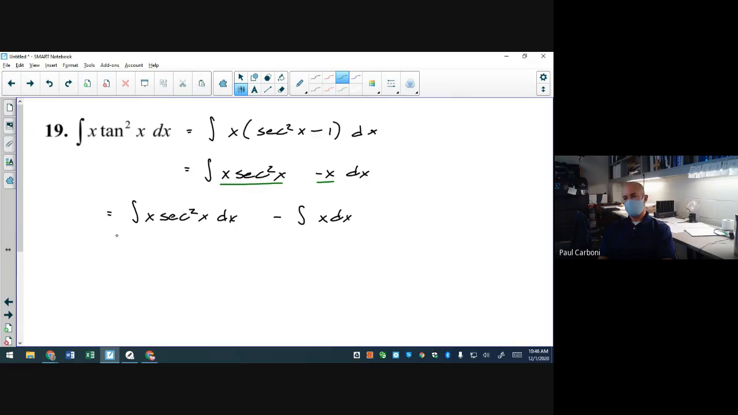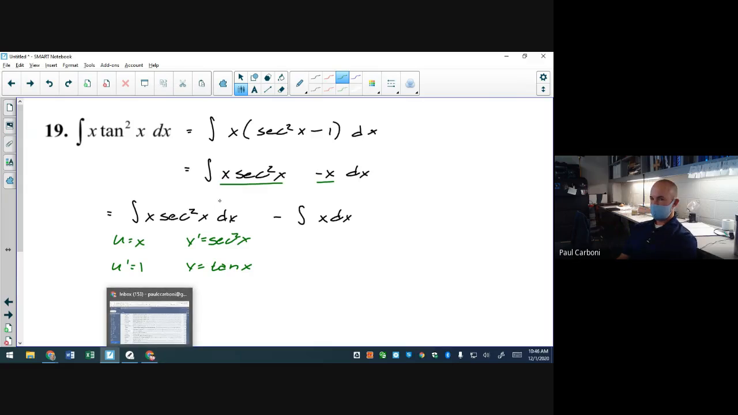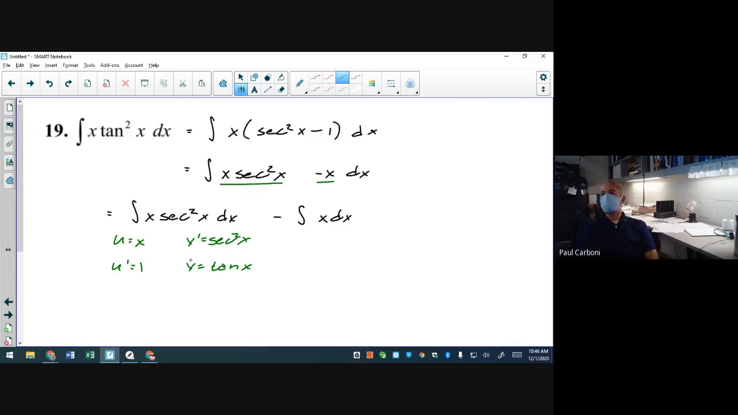All right, so now I'm going to do my parts. u is x, v prime is secant squared x, u prime is 1, v is tangent x. Can we do the shortcut? u double prime is 0, but that only works if you can do the antiderivative of tangent. You know the antiderivative of tangent? Probably not quickly right off the top of your head. Now, it's unavoidable. We're going to have to do the antiderivative of tangent anyway, because that's what the parts is going to leave us with.